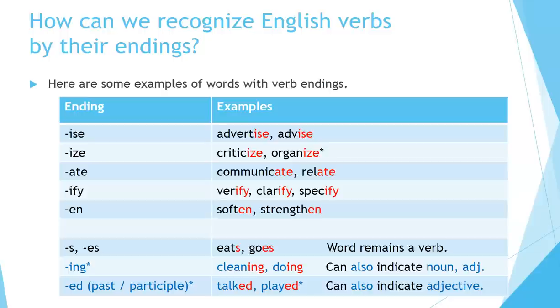And then we have the other verb endings that don't change the part of speech. S and E-S: eats, goes. The word remains a verb. ING: cleaning, doing. These are in a different color because they also indicate a noun or an adjective. ED in the past and past participle: talked, played. These can also indicate an adjective.